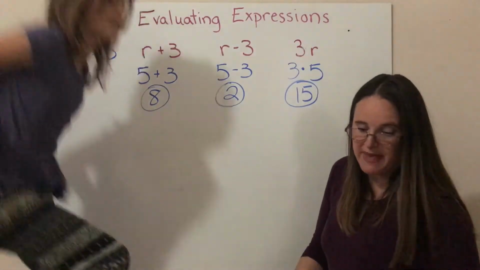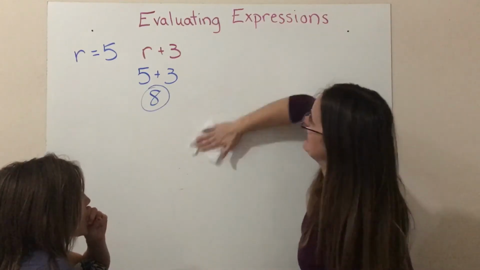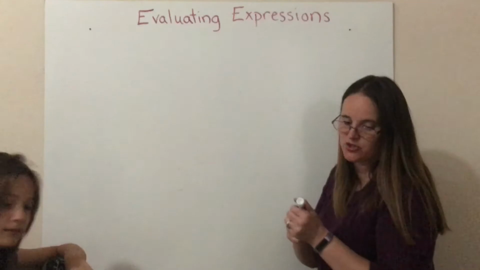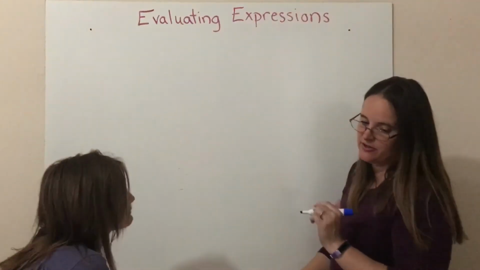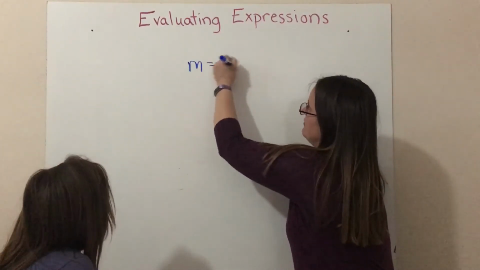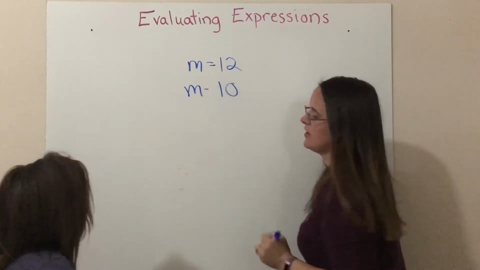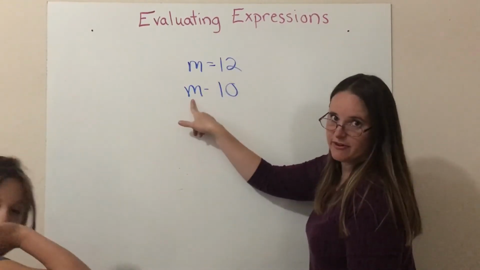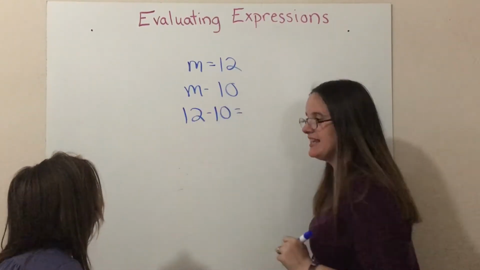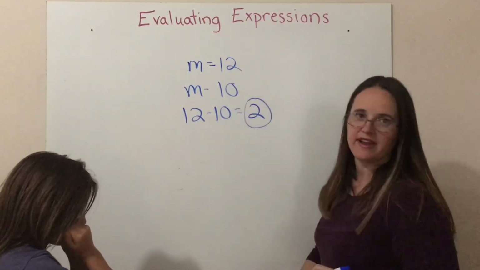All right, if you are back with me, we're going to start by going over lesson practice A, which says, if m equals 12, what is the value of m minus 10? They're telling us m equals 12, and they're asking, what is m minus 10? We simply plug 12 in for m, and 12 minus 10 equals 2. There's our correct answer.